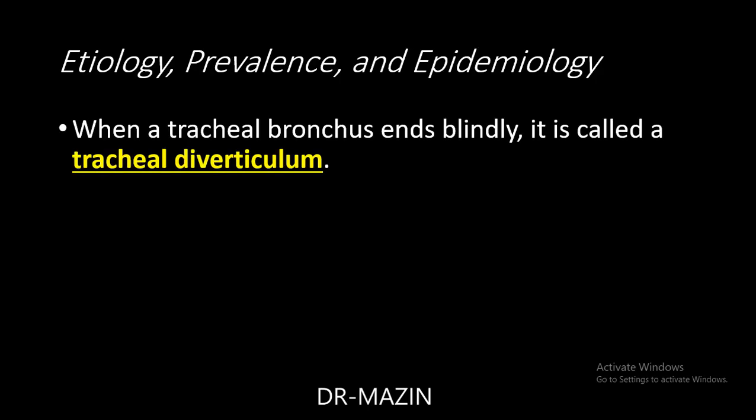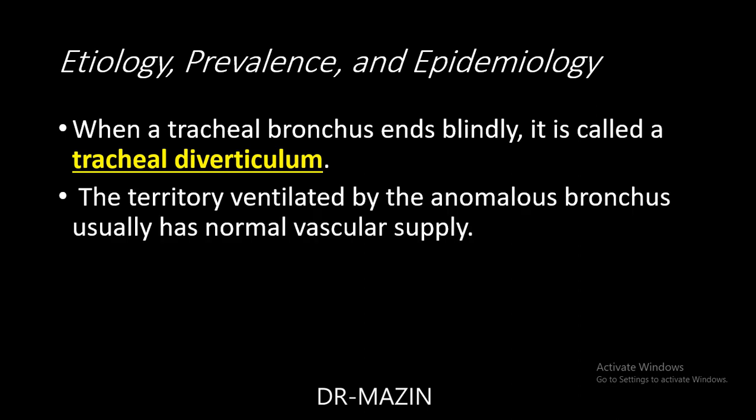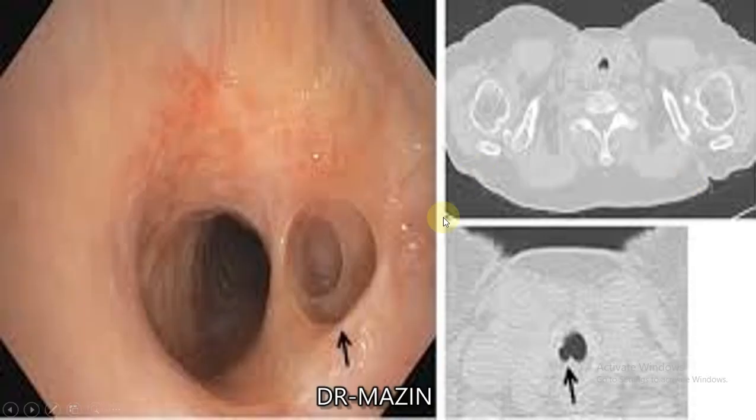In the other type, the tracheal bronchus ends blindly, which we call a tracheal diverticulum. You cannot pass the bronchoscope inside it. The territory ventilated by the anomalous bronchus usually has a normal vascular supply. This is a blind pouch, and this is the trachea, and this is a tracheal diverticulum. If you see here, also on the CT, is a diverticulum from the trachea.